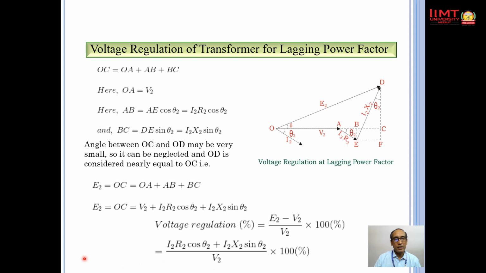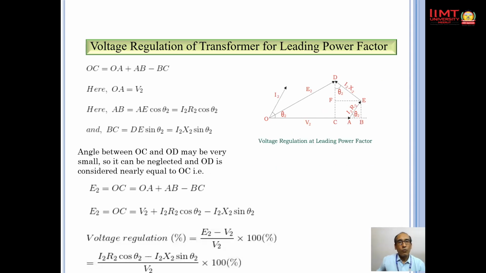So overall we can say the voltage regulation of transformer for lagging power factor will be equal to I2R2 cos phi 2 plus I2X2 sin phi 2 divided by V2 and multiply by 100. Okay, now voltage regulation of transformer for leading power factor. What is the meaning of leading power factor?